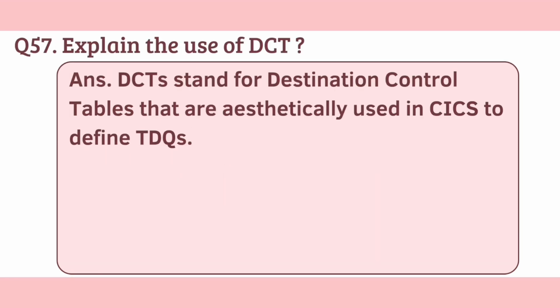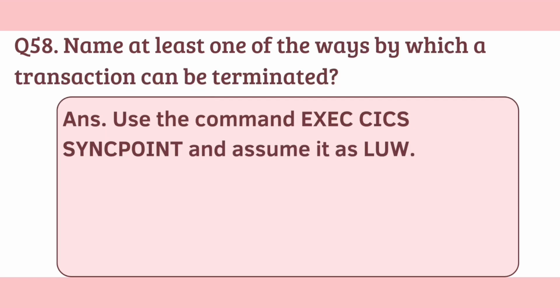Moving to question number 57. Explain the use of DCT. DCTs stand for Destination Control Tables that are typically used in CICS to define TDQs. Moving to question number 58. Name at least one of the ways by which a transaction can be terminated. The answer is to use the command EXEC CICS SYNCPOINT and assume it as LUW, last unit of work.